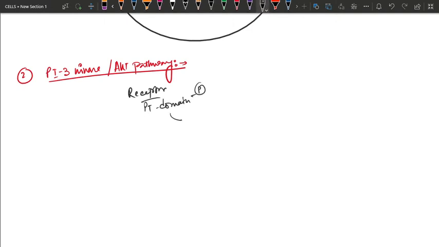and to this phosphotyrosine domain the PI3 kinase protein binds. In the previous case the Grb2 protein was binding to the phosphotyrosine domain. Here the PI3 kinase binds. Now when it binds, it phosphorylates PIP2 to PIP3.